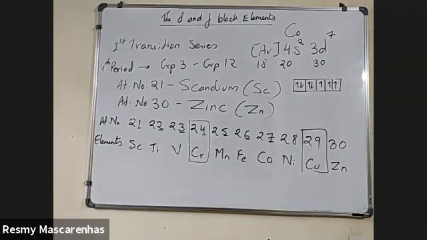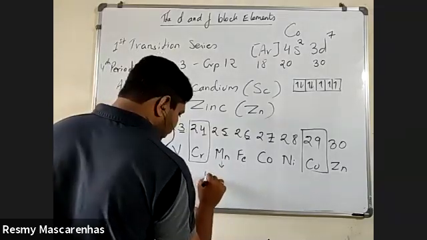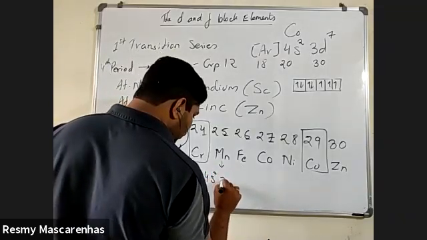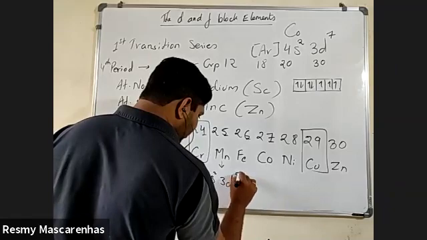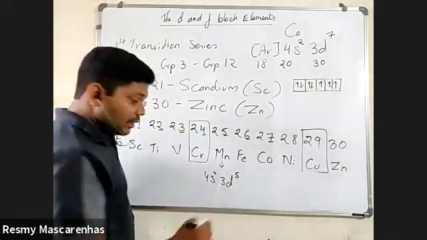See, for copper and chromium, I have told you we write that only in the case of electronic configuration, just to show it as a stable one. Sir, 25. Very good. If you see here, the electronic configuration is 4s2 3d5. Yes or no? 4s2 3d5.